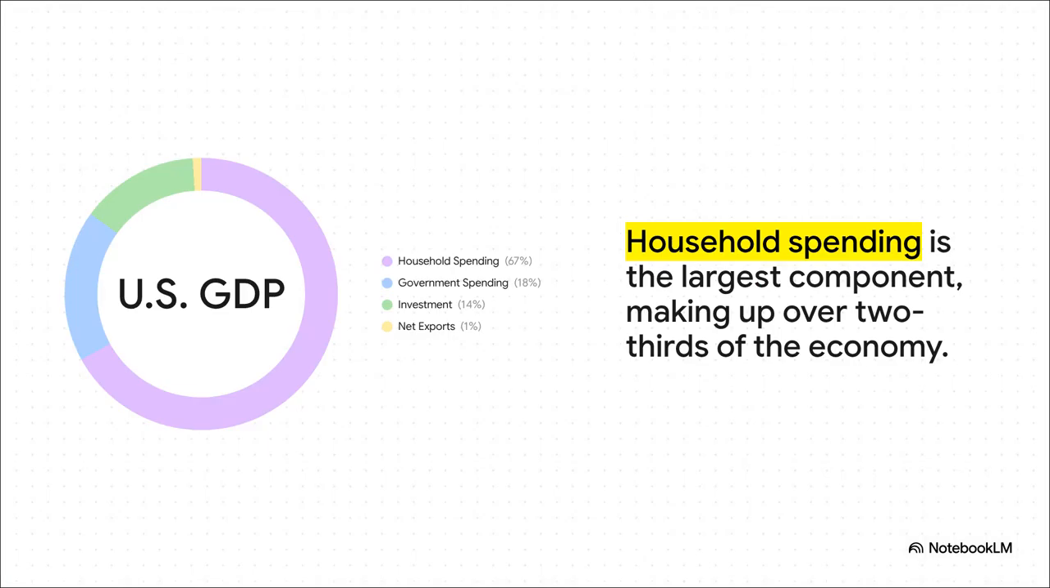And when you look at how that breaks down, it's pretty eye-opening. For most big economies, like the US, that C component, household spending, is the lion's share of the economy. We're talking about 2/3 of the whole thing. It's a huge driver of economic activity.